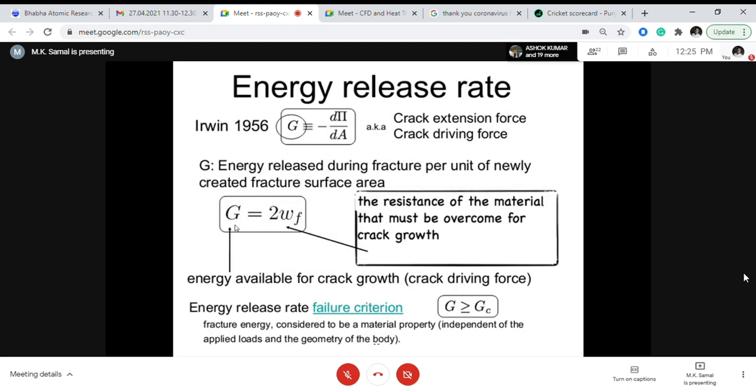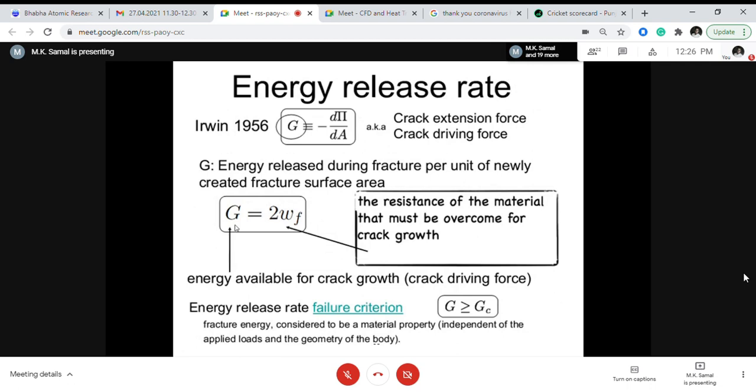You know that many times, instead of G, we use the concept of K1, that is, G equals K1 square by E, right? Young's formula. So G equal to G critical means K1 square by E equals K1 critical square by E, so E cancels. If K1 is less than K1 critical, the crack will not propagate. If it is greater than K1 critical, K1C, the crack will propagate. That is the concept. So either you talk in terms of G or in terms of stress intensity factor. Both are equivalent for the linear elastic case.